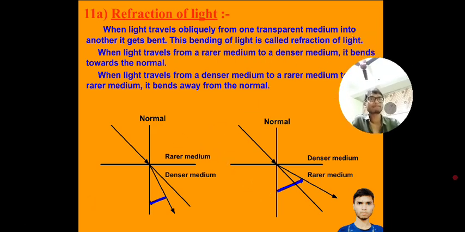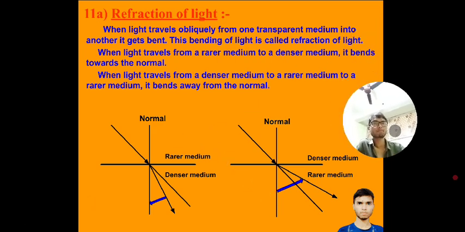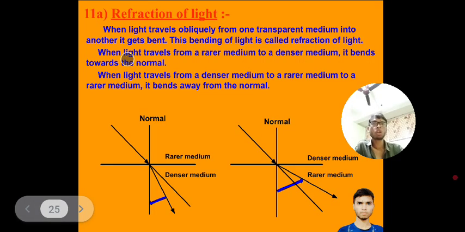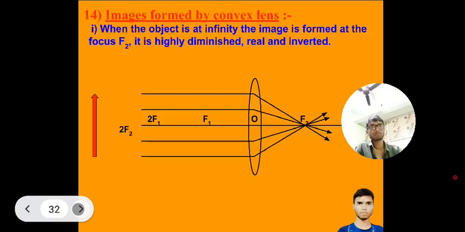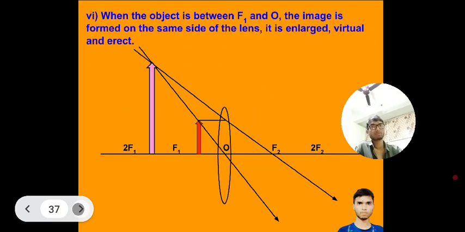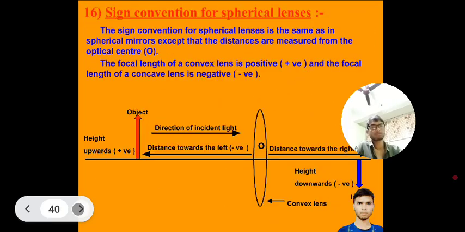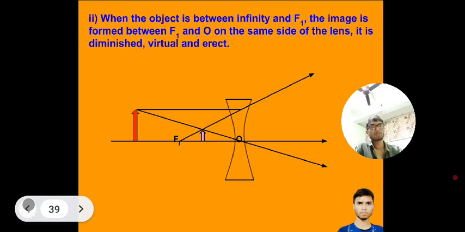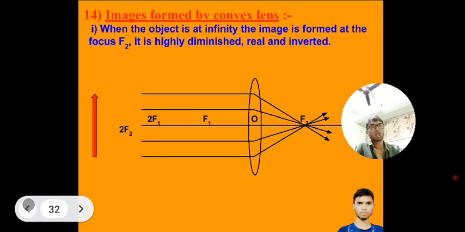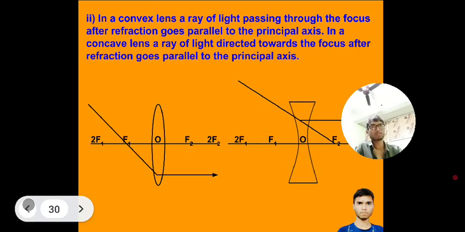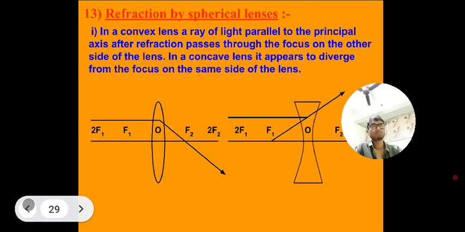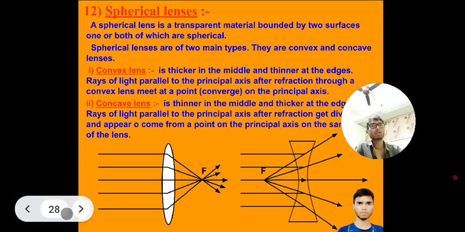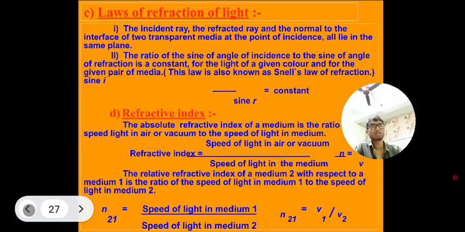Reflection of light. We have reflection of light. Refraction, not reflection, refraction. We have this much, don't worry, all things will be covered. Refraction, a spherical lens.